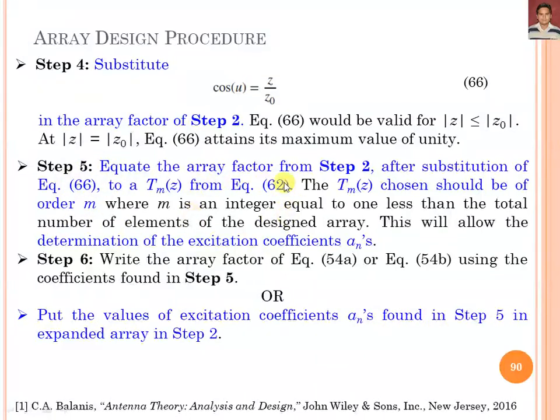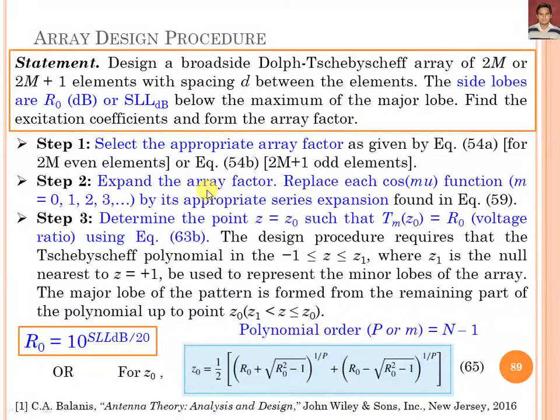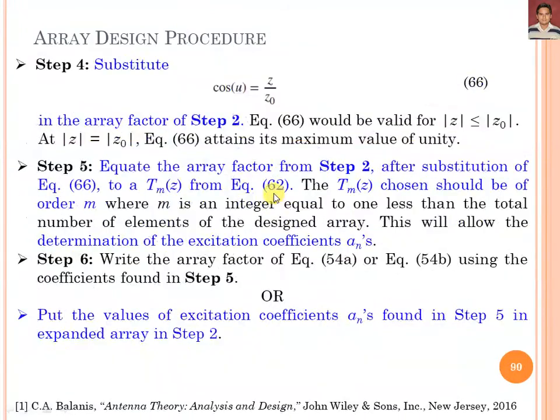In this step we have to calculate the excitation coefficient and then expand the array in step 2. We can also put the values in this expanded array, and then we will get the array factor. So this is the 6-step design procedure that can be used to determine or compute the array excitation coefficient a_n and array factor for the order of small m.